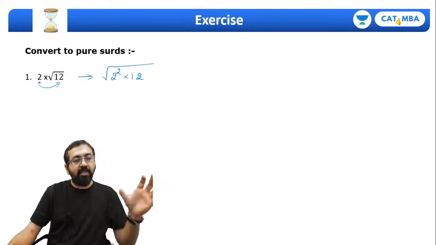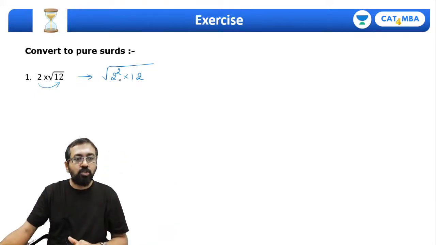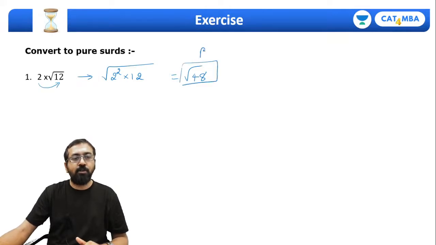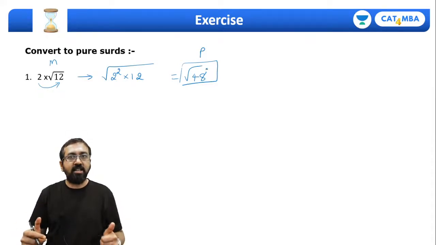So it's a very simple point. Whenever you take any number inside the square root, you will have to write the square of that number. So that's why this is square root of 2 square into 12. What is 2 square? It's 4. 12 fours are 48. So this is square root of 48. This is the pure surd form. This was the mixed surd and we have converted it to pure surd. Have you all understood this, guys?